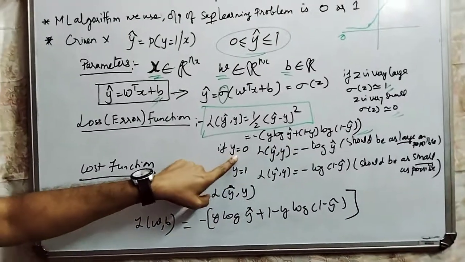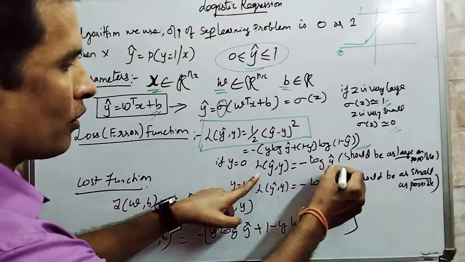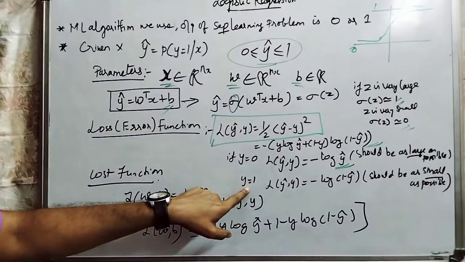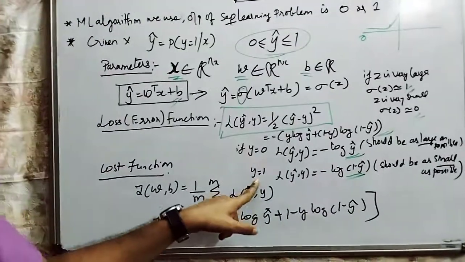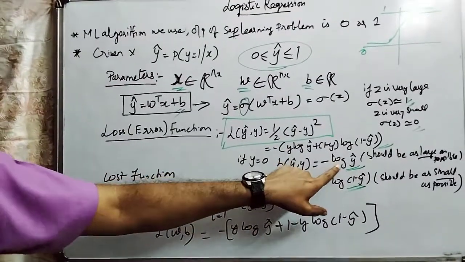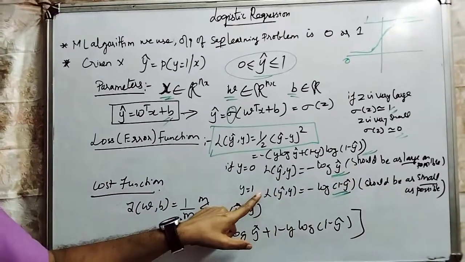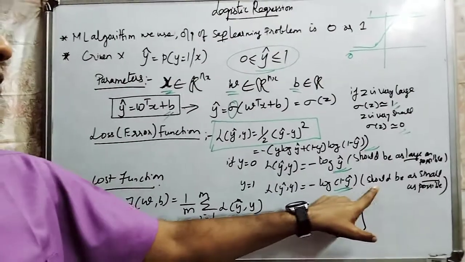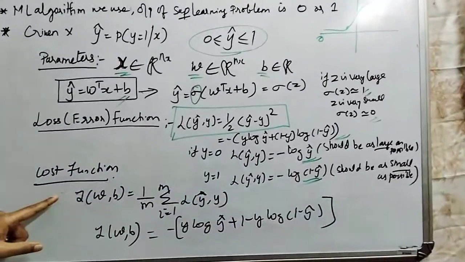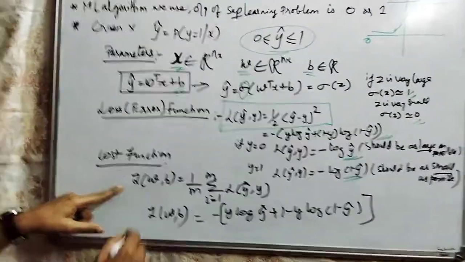Suppose if y is equal to 0, then the loss function will give minus log of y hat, and if y is equal to 1, then the loss function will give minus log of 1 minus y hat. What this indicates is that minus log of y hat should be as large as possible, and when y is equal to 1, minus log of 1 minus y hat should be as small as possible.